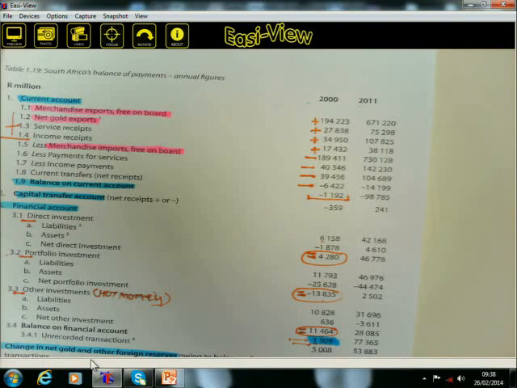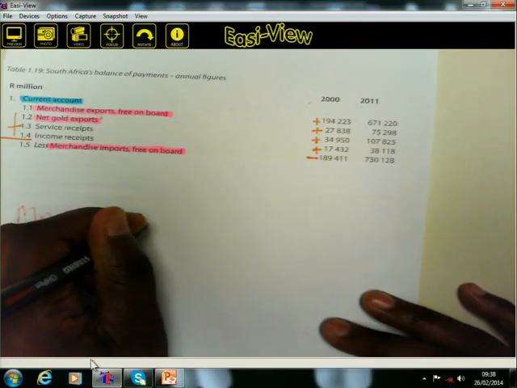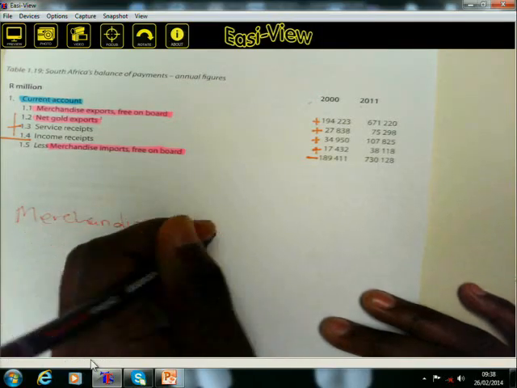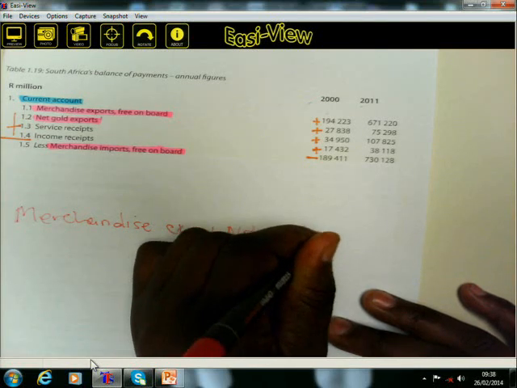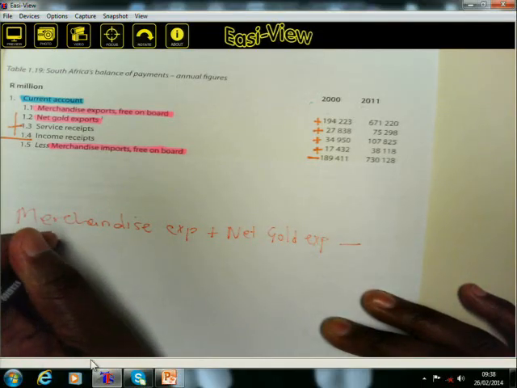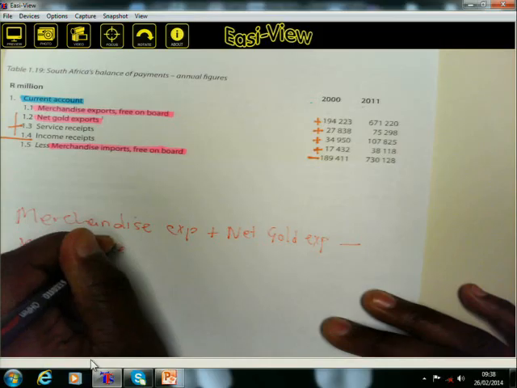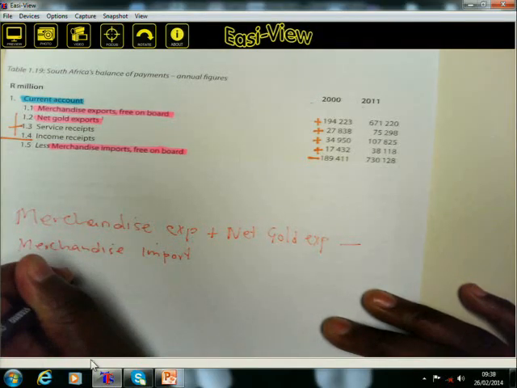So it's very important that we remember how to calculate a trade balance. We take merchandise export plus net gold export. Then we subtract merchandise import. The answer that we'll get here is our trade balance.